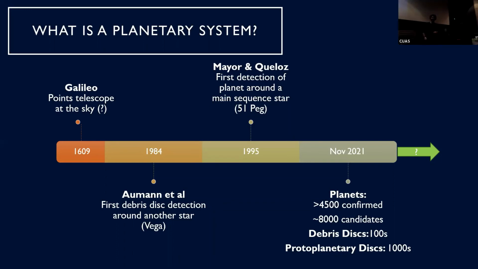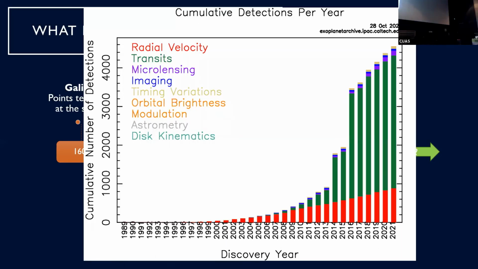We've got another 8,000 candidates that are yet to be confirmed. We've got hundreds of debris disks, we've got thousands of protoplanetary disks. And just to give you some idea of how quickly that's come on in the last few years, it was only, what, 6-7 years ago that we were at thousands. This has been expanded on so much more recently.